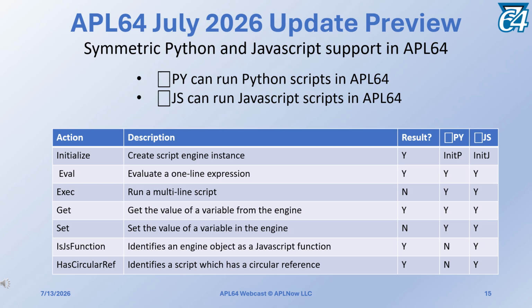The new APL64 QuadPy and QuadJS system functions can be used to run Python or JavaScript scripts within an APL64 function. The table displayed lists a description of available actions and which yields a result as well as which system function supports the action.